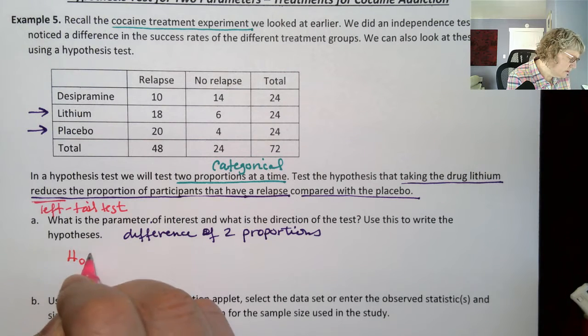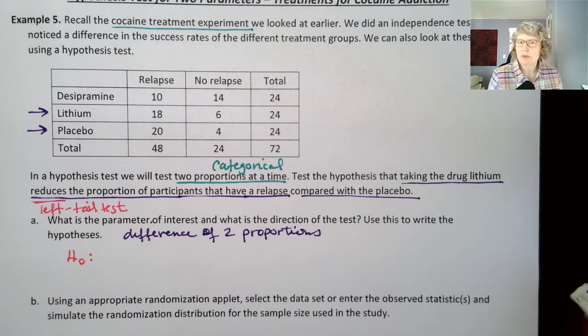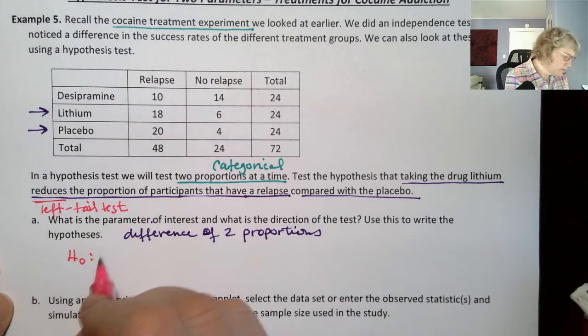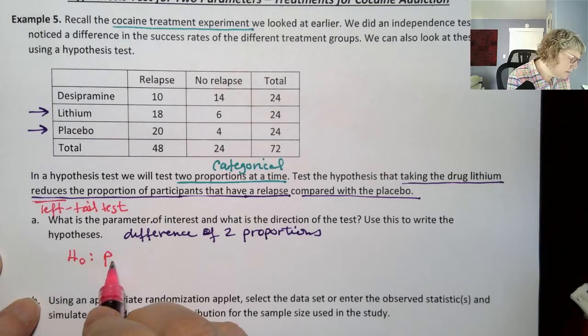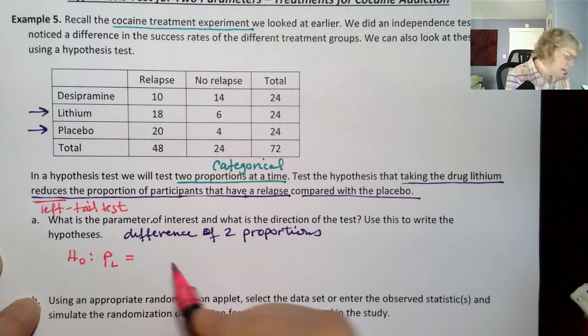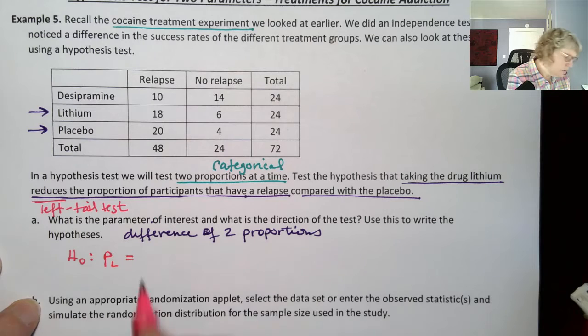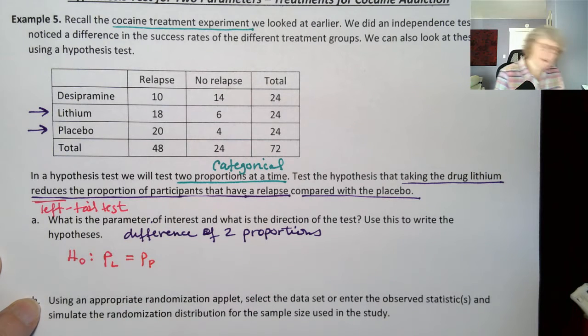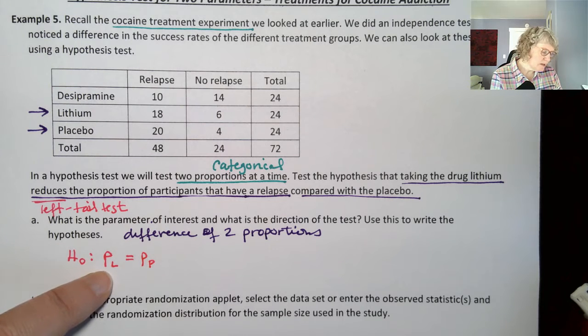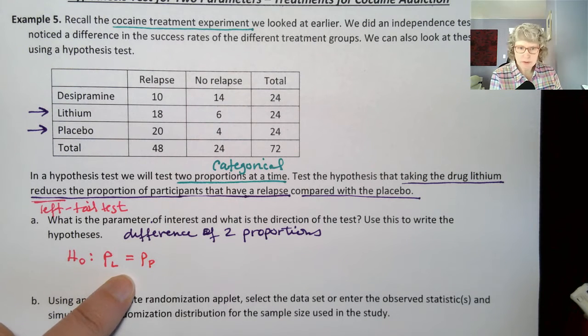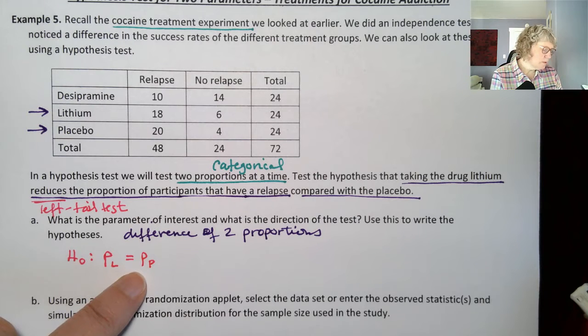So our null, remember our null is always that there's no difference between the two groups, okay? And because we're using proportions, I'm going to use a P, and then I'm going to use a subscript for each group, okay? So I'm going to use P sub L, and that's equal to P sub P, which is kind of funny. The proportion who had a relapse in the lithium group is equal or no different from the proportion who had a relapse in the placebo group, okay?